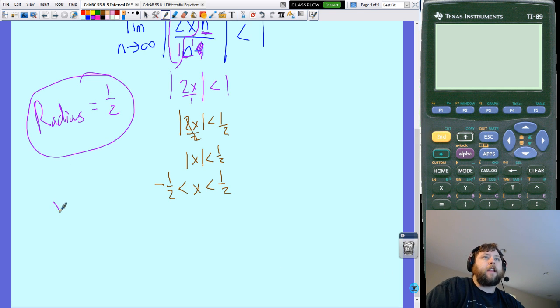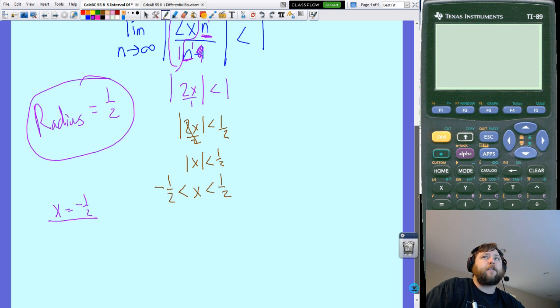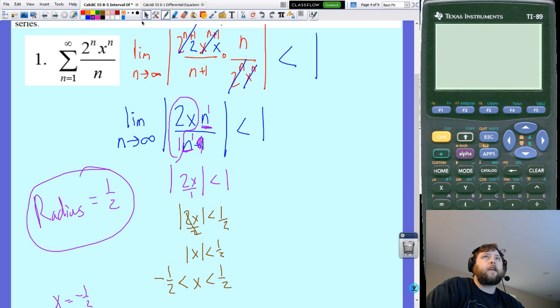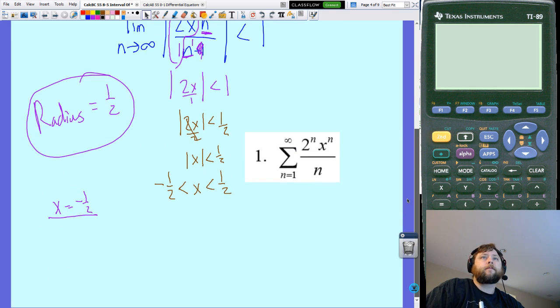I need to check when x equals -1/2. I'm going to plug in -1/2 for x. I'm going to drag this down so I can see it. And I'm going to see what happens there, and I'm going to have to use a different test. I cannot use the ratio test. So here's what it looks like.